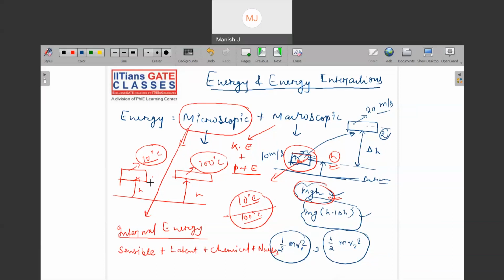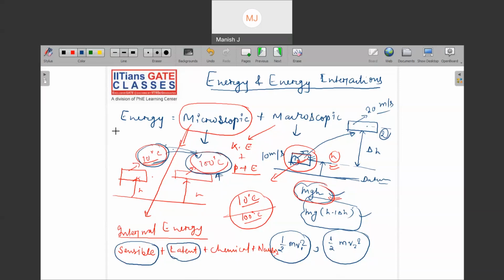See, sensible means what? If you were at 10 degrees Celsius, and now you have reached 100 degrees Celsius, that means you must have stored some energy in this duration, right? Reaching from 10 degrees Celsius to 100. So that part is what you can directly sense. That is sensible energy. Then what is latent? Let us say that from 100 degrees Celsius, if you provide more heat to it, the substance is not changing its temperature, but it has started changing its phase. That means now your bonds have started getting broken, right?